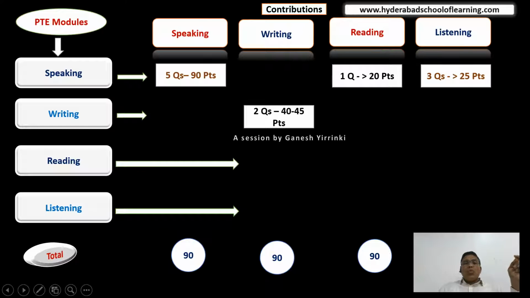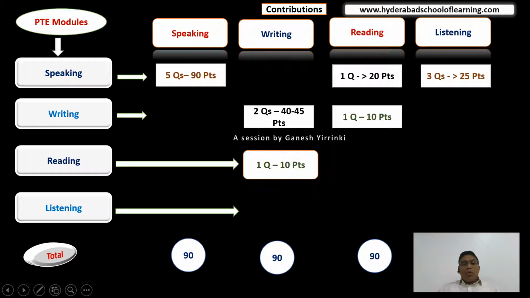And from the writing module, we know that we have 2 questions, and those 2 questions can get you points to writing to the extent of around 40 to 45 points. But from the writing module, we have points to reading score also. We have around 10 points to the reading module. That question is called summarize written text. And after that, we have the reading module, wherein one question, called reading and writing, can get you around 10 points to writing score.